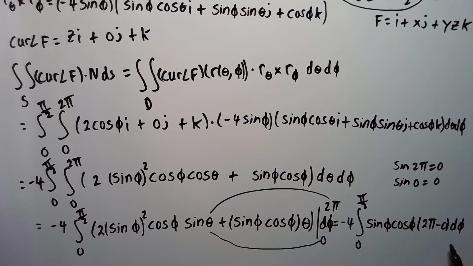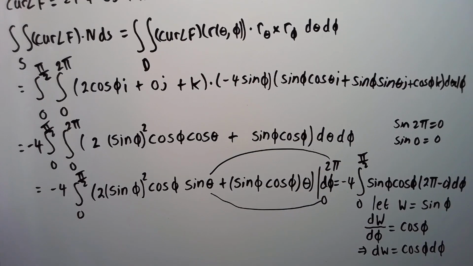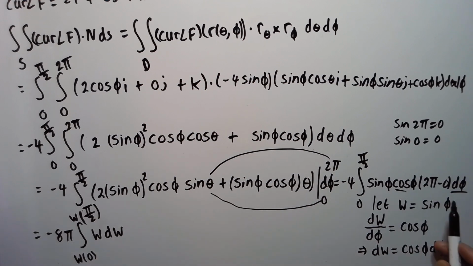I'm going to use, let's say, a w substitution on this guy. So I'm going to say let w equal sine theta. Sorry, I meant phi. So w equals sine phi. Then dw d phi will be cosine phi. So dw will be cosine phi d phi, which I can substitute right here. Okay, so let's rewrite this guy over here now. So I get this right here. I pull out the 2 pi with the negative 4 to give me negative 8 pi here. Then making the w substitution will be w dw.